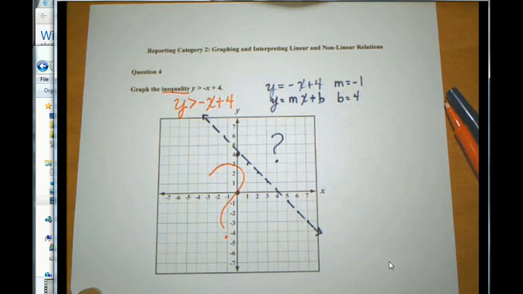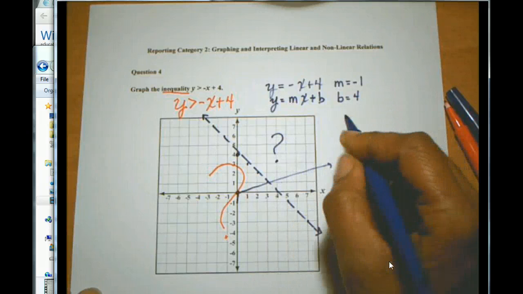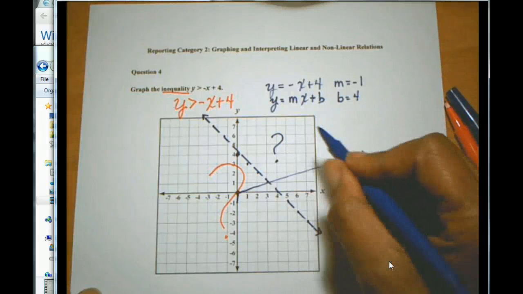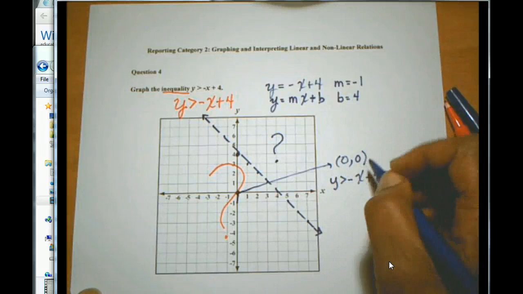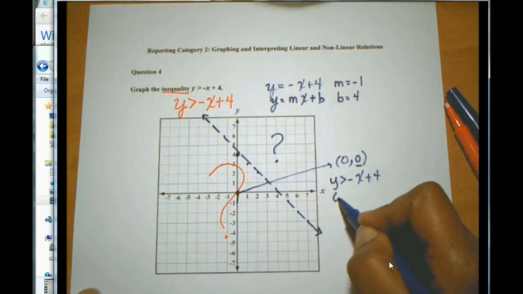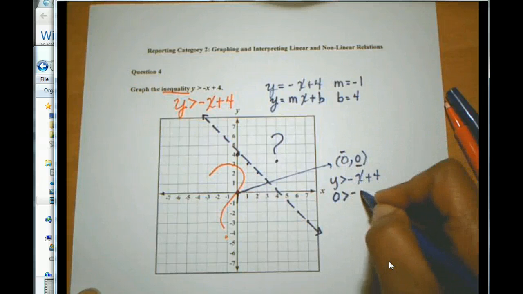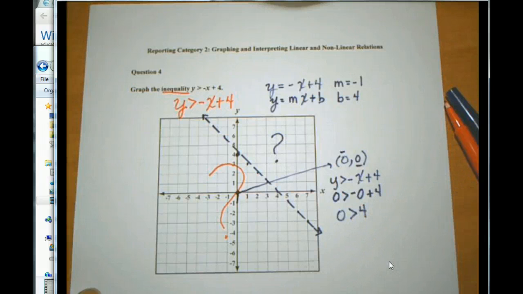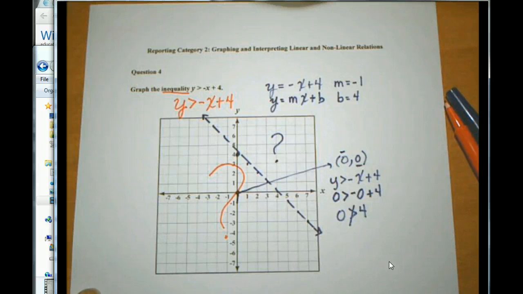And that point has coordinates 0, 0. And I go back to the original problem. Y is greater than the opposite of x plus 4. And for y, I put in 0. 0 is greater than, and I also put in 0 for x, the opposite of 0 plus 4. 0 is greater than 4. That is impossible. That is not a solution because 0 is not greater than 4. So it looks like the values that work are all over here.